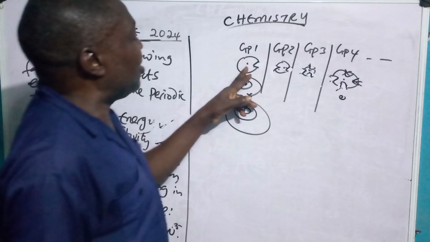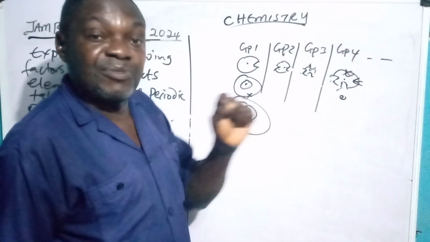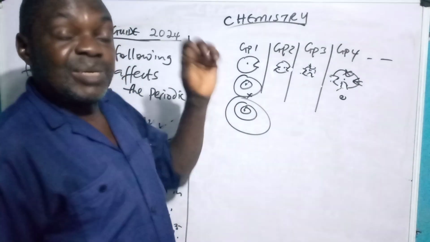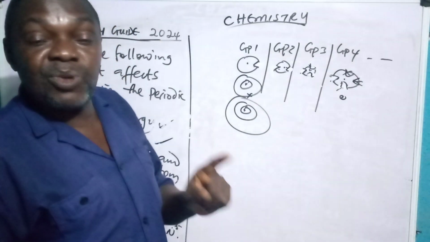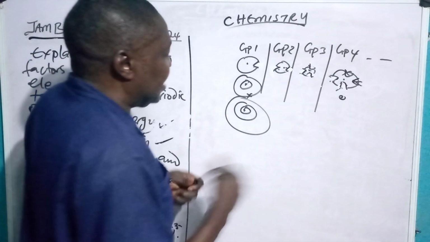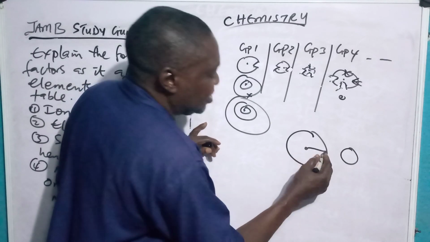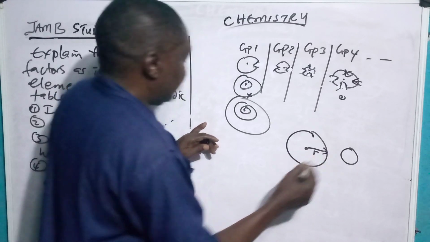Therefore, the size of the shell decreases from left to right because of the effective nuclear charge, the pull of the nucleus on the outermost electron. The more the number of electrons in a particular shell, the smaller the size of the shell becomes. And if the size of the shell, let's say the shell is like this, and it suddenly becomes like this, what happens to the nucleus? The radius.